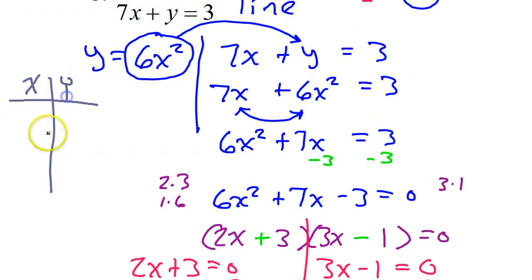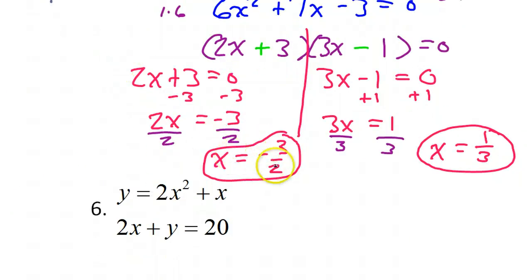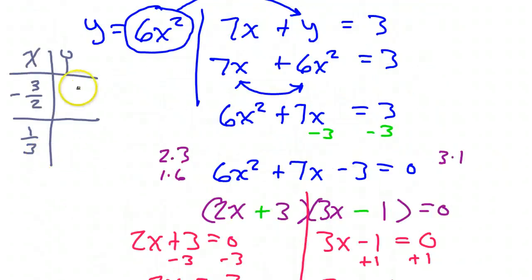Alright, x, y. Okay, what did I say? Negative 3 over 2 and 1/3. Let me just double check. Negative 3 over 2 and 1/3. Great. Now I need the y values that go with them.